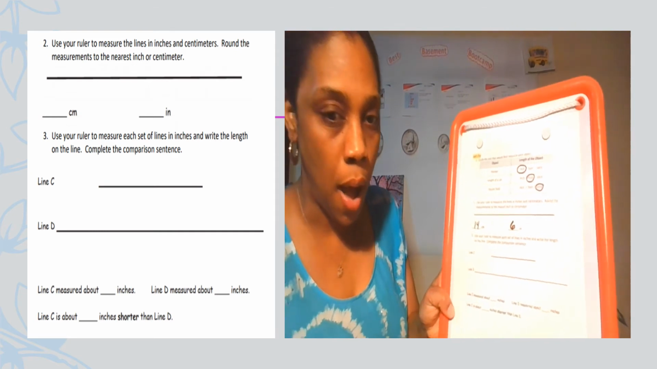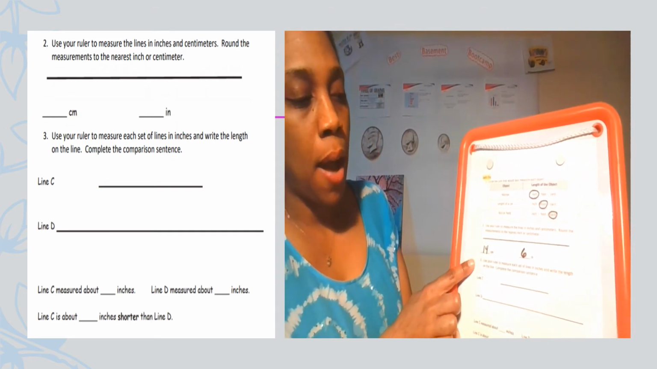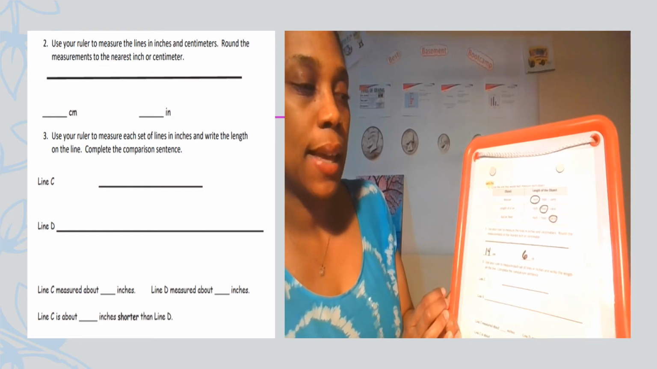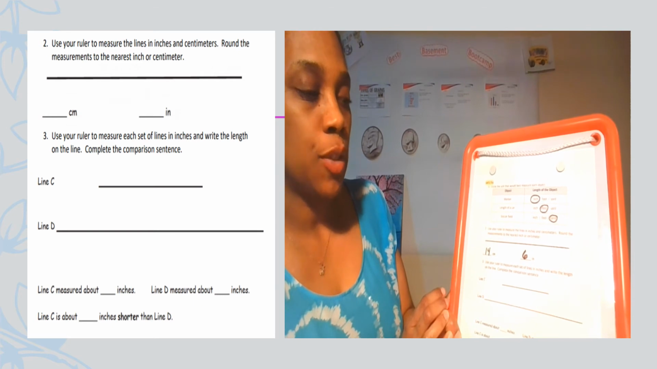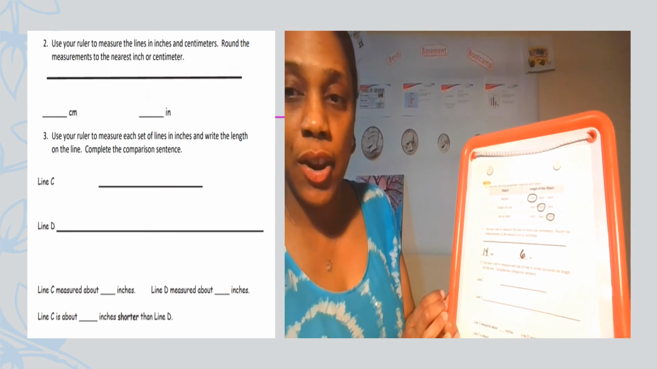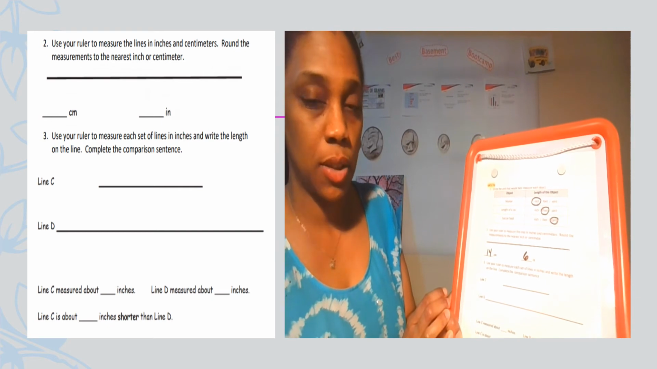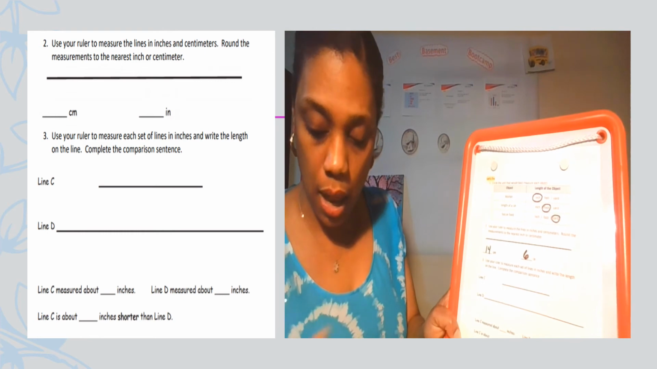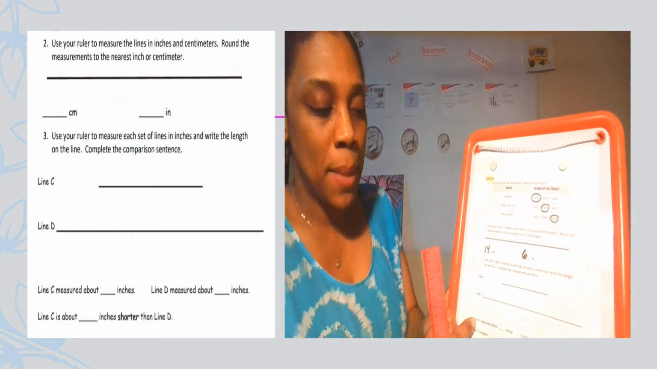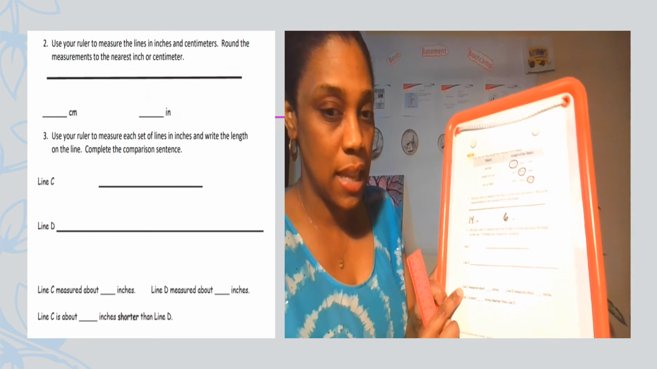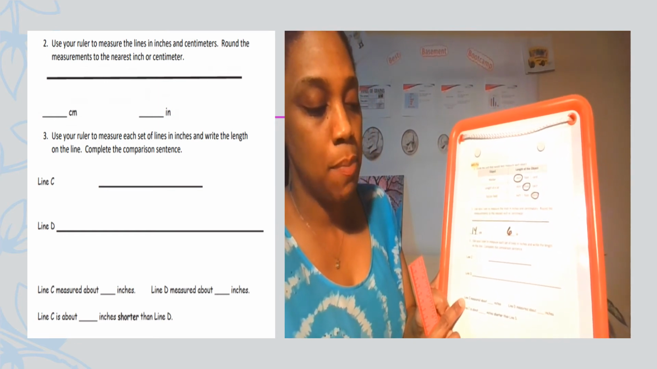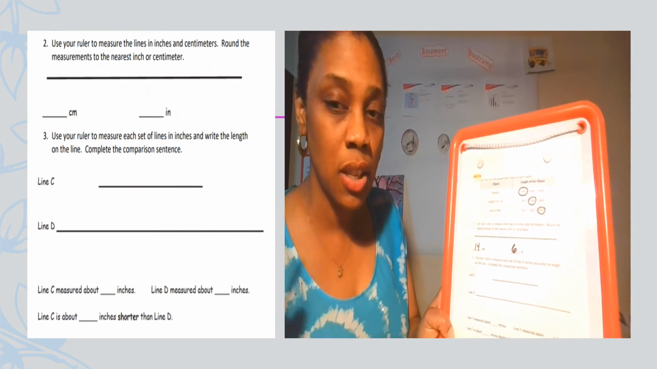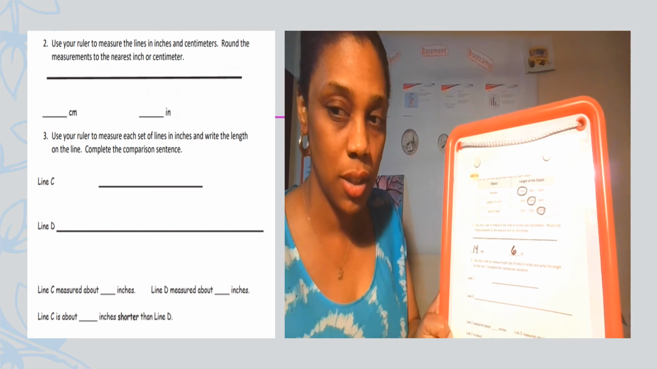Now let's go to problem number 3. In problem 3, it says use your ruler to measure each set of lines in inches and write the lengths on the line. Complete the comparison sentence. So we have two things to do here. We are going to have to measure, and then we're going to have to compare the lines. So let's look at what measurement I am looking at. It says here that line C measures about inches. So therefore, I'm measuring in inches. So let's get started measuring in inches.